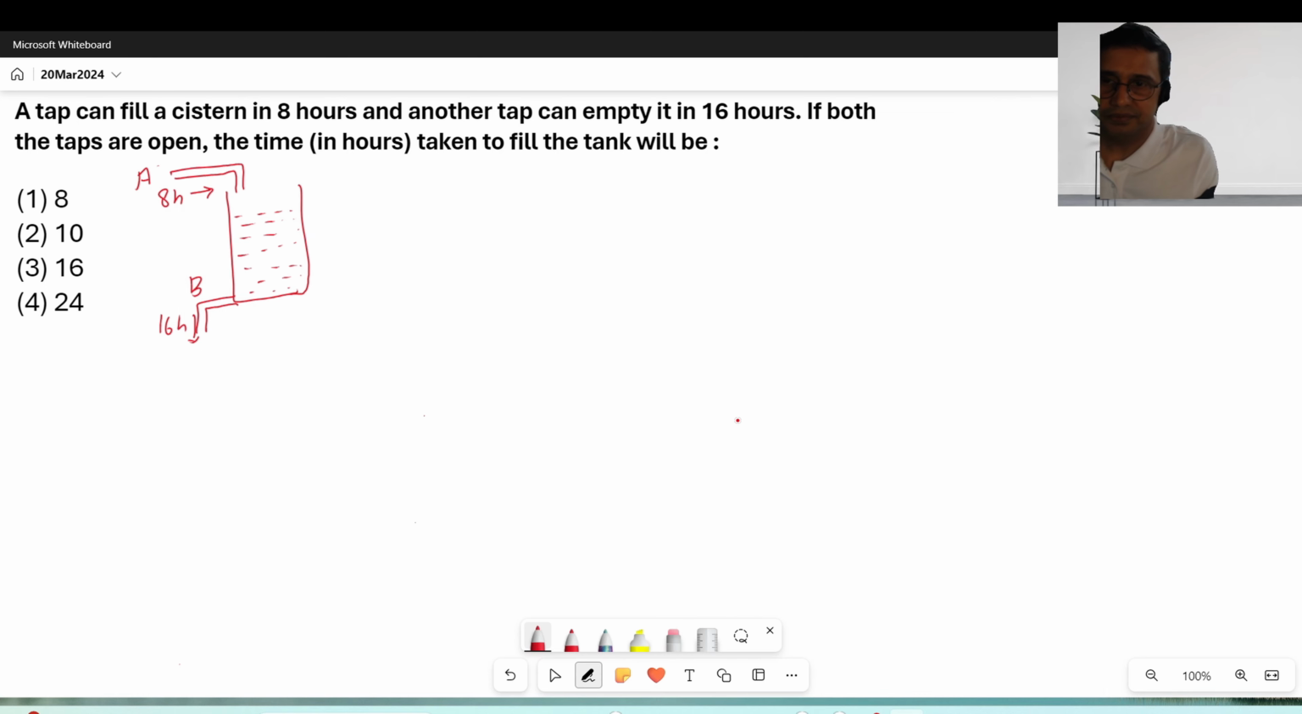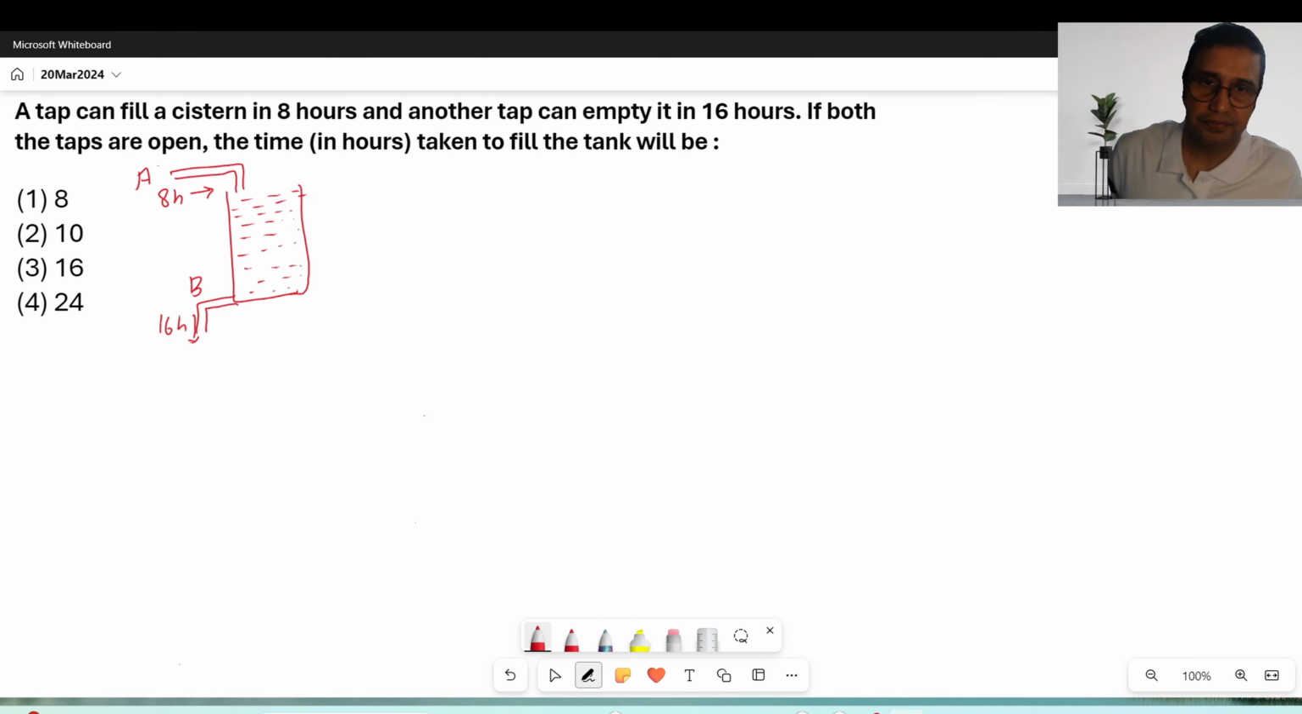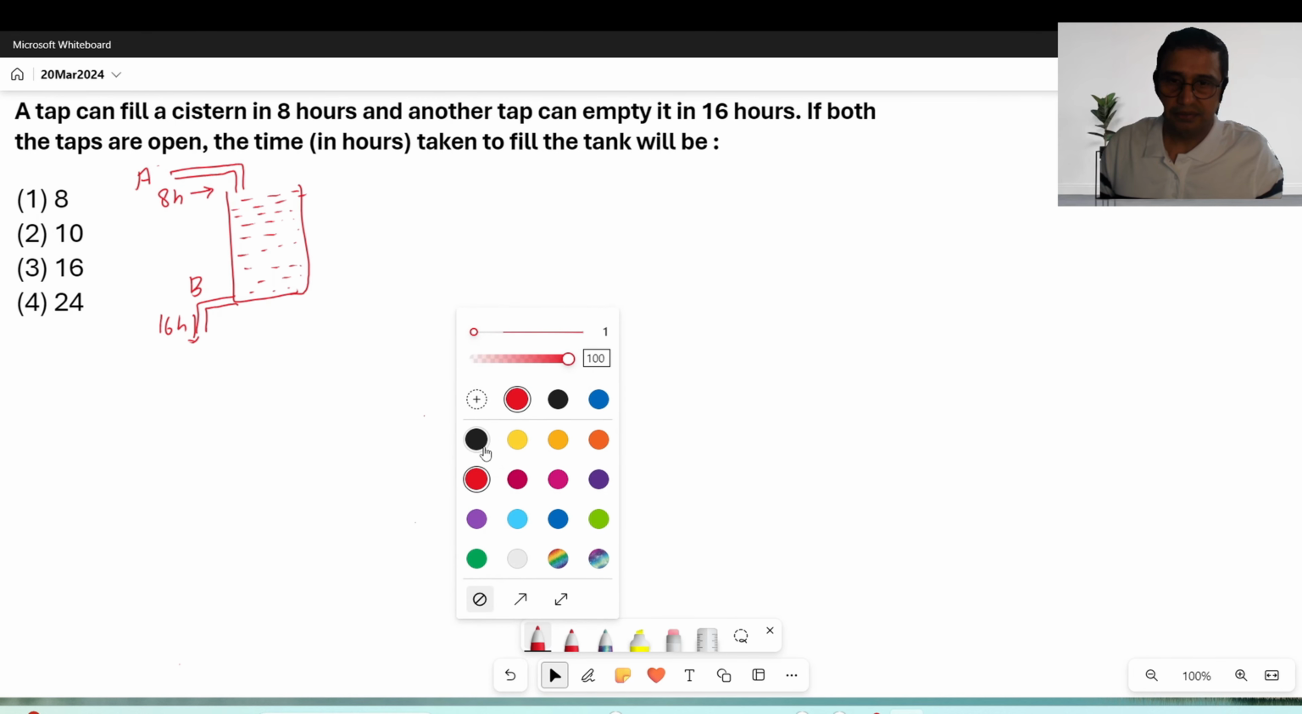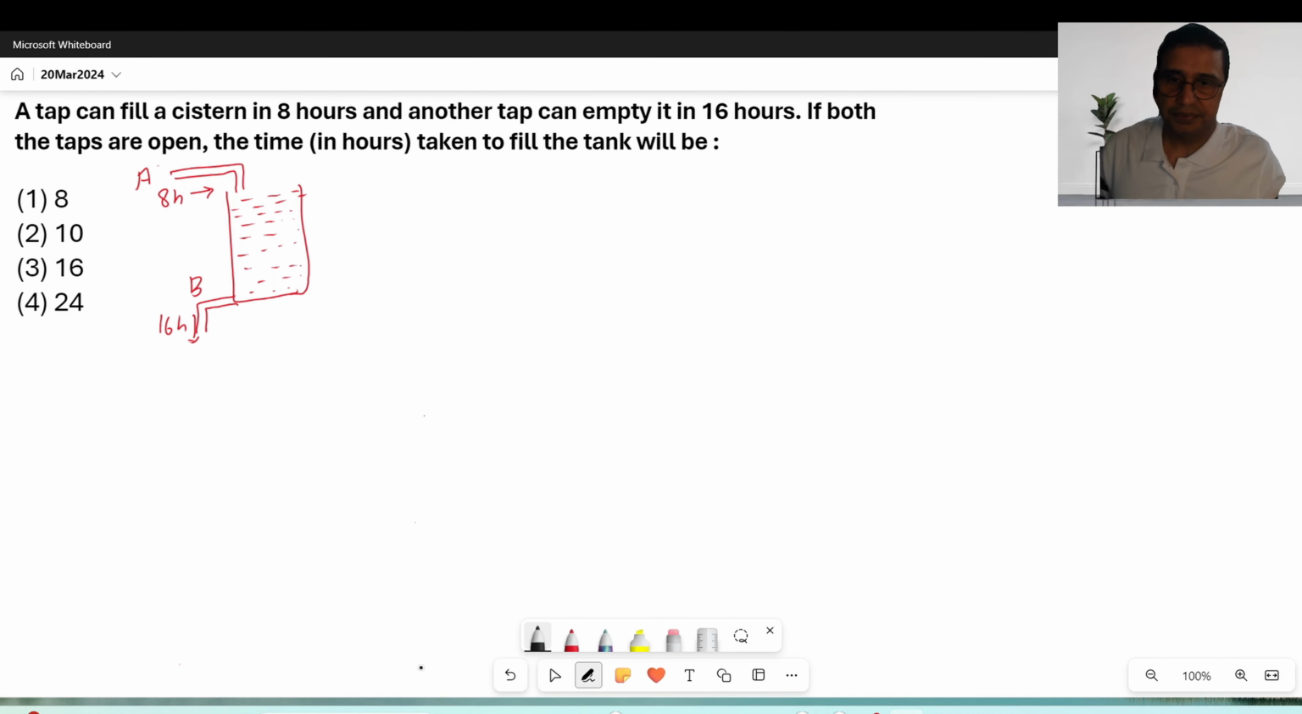And what is being asked for? If both A and B are working together, how much time will it take to fill it completely? This is the information asked for. So before we attempt this question, we need to understand a concept: how to represent work in mathematical terms.